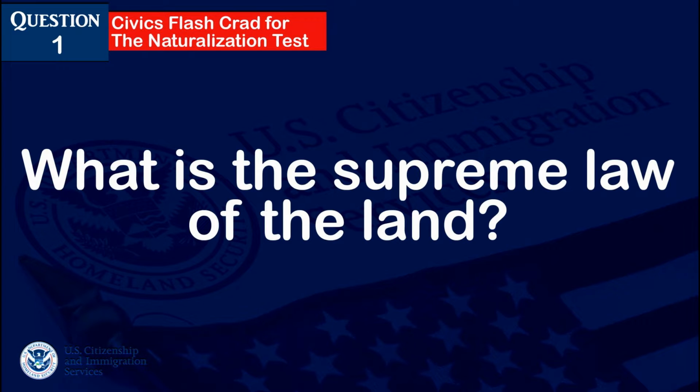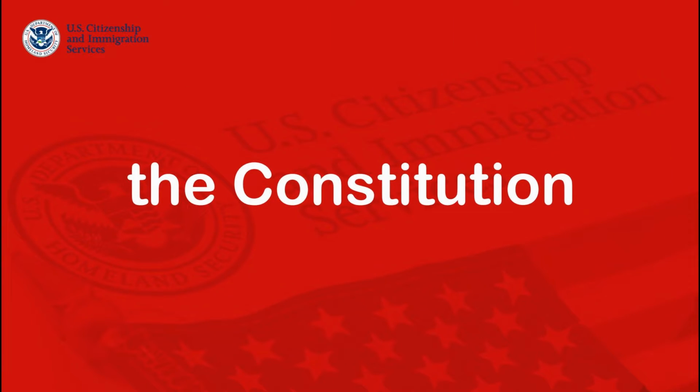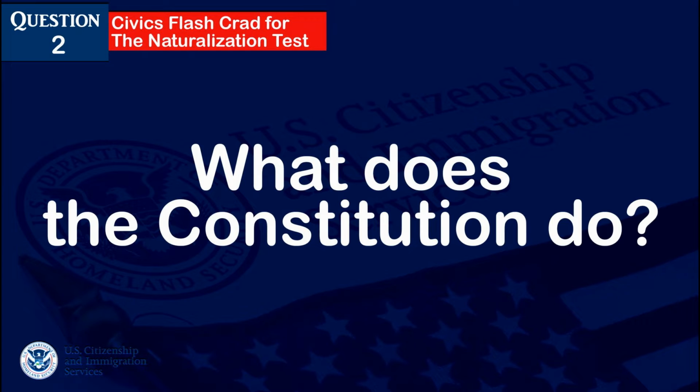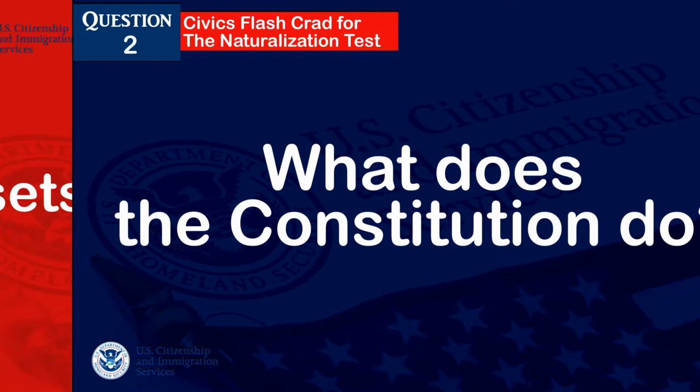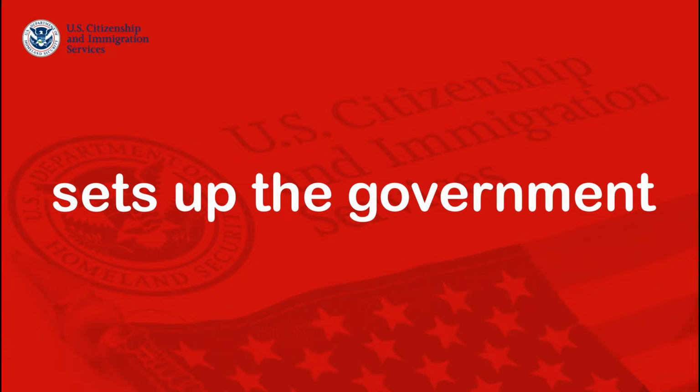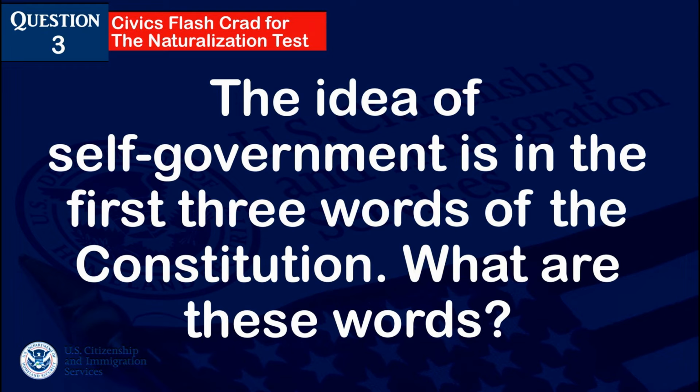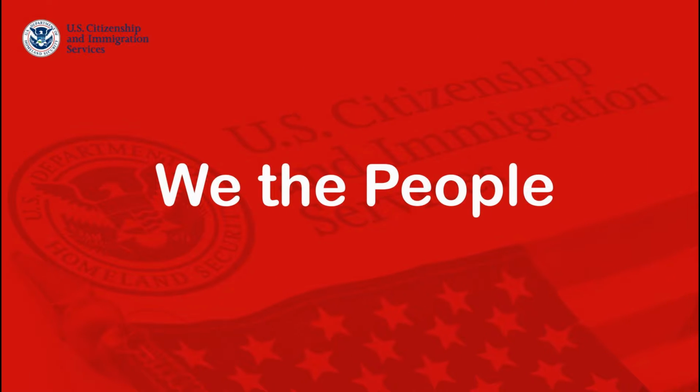What is the supreme law of the land? The Constitution. What does the Constitution do? Sets up the government. The idea of self-government is in the first 3 words of the Constitution. What are these words? We, the people.